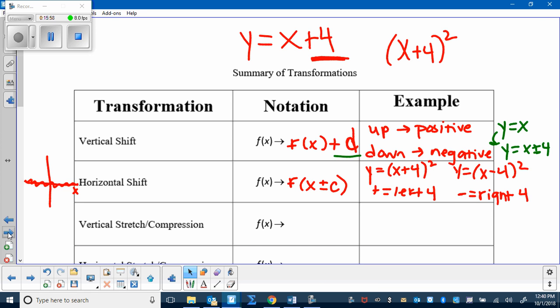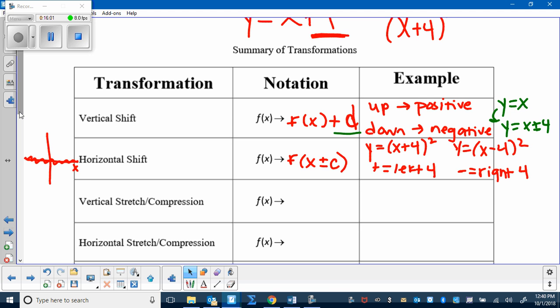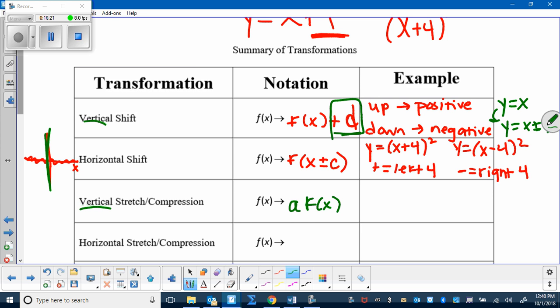Okay, vertical stretch or compression. So this is also vertical. This has to do with your y values, because y is your up and down. So vertical and y's always live on the outside. See how that plus d was at the back? It was outside the parentheses. If you have a vertical stretch or compression, that means it's going to be a times f of x.